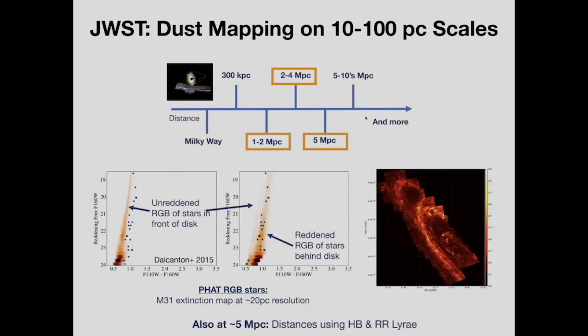And JWST, with its strength in the infrared, is going to be able to do this at larger distances because of its angular resolution and excellent sensitivity. So making dust maps like this for many galaxies is going to be a strength of JWST in local volume systems. Another thing that I will just mention but not really belabor is that the distances, so population distance indicators such as the horizontal branch and RR Lyrae, have generally been too faint or too crowded even for HST to do at appreciable distances, but they will totally be within the realm of JWST.